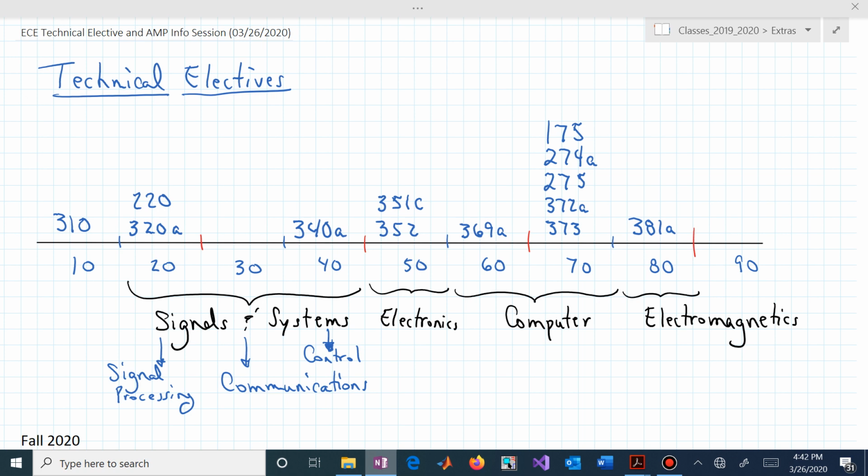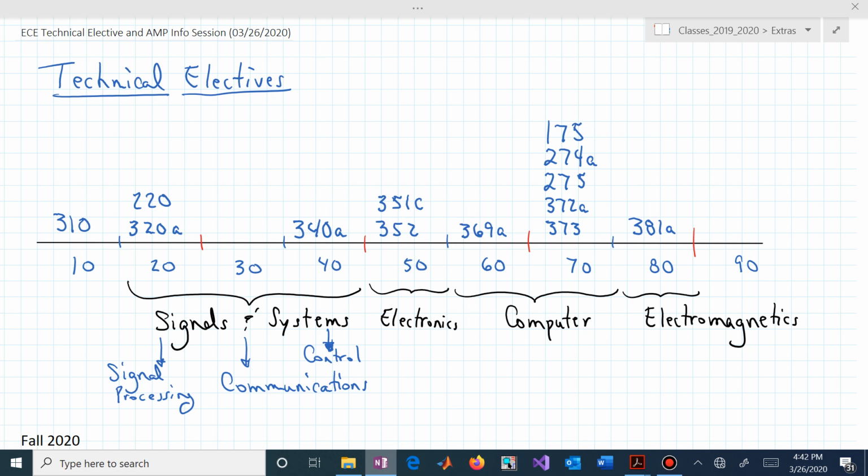Here it's laid out in a linear fashion, but you can see that the 20s, 30s, and 40s correspond to classes that really transition you into these technical electives from having already taken 220, 320A, 340A. These are signals and systems classes, or classes that are in the controls, communications, and signal processing areas.